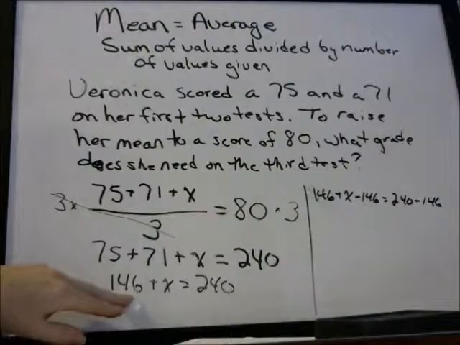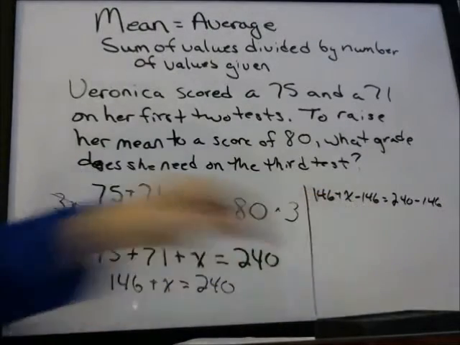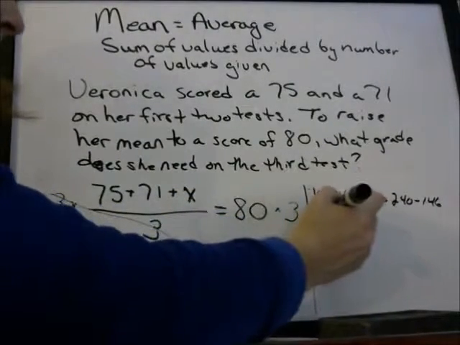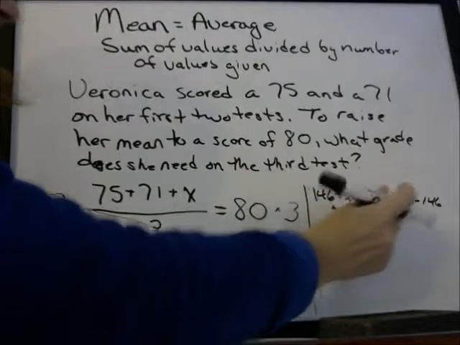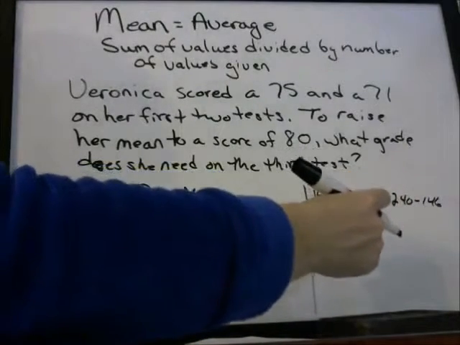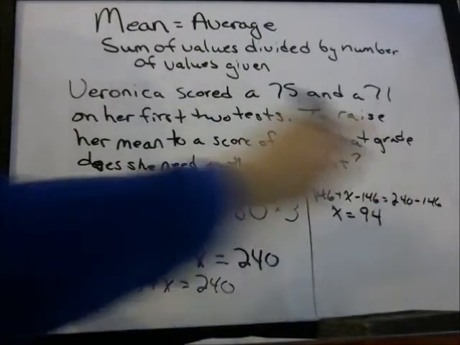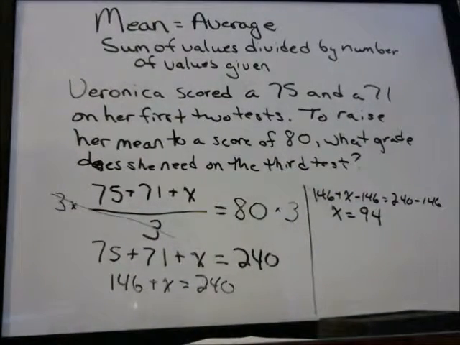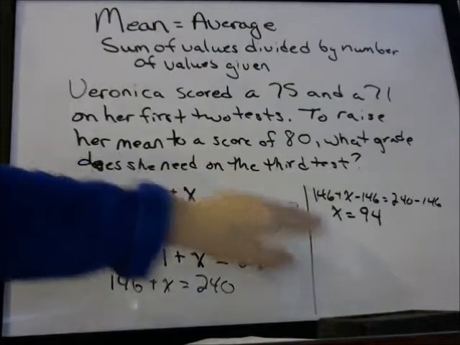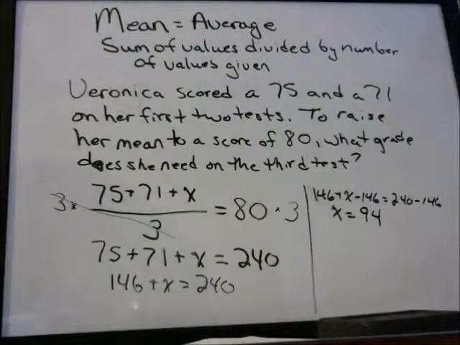So we're trying to get rid of this 146. 146 minus 146 is 0. So we have x equals 240 minus 146, which is 94. So that is the answer to the question. What grade do you need to get on the third test? You need to get a 94 in order for your average to be 80. I'm going to pause and put another question up on the board.